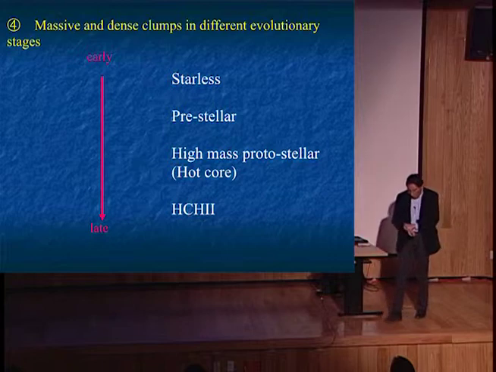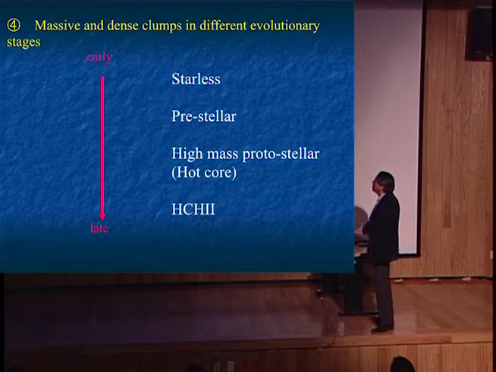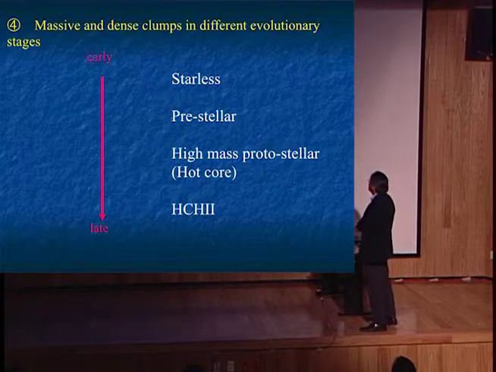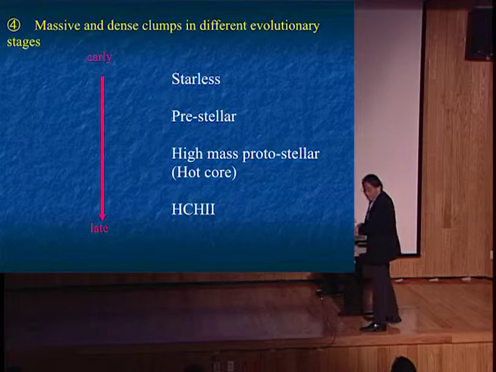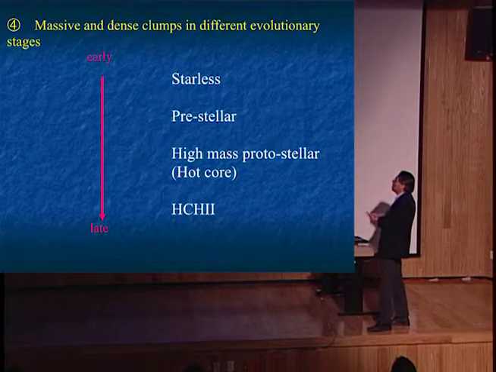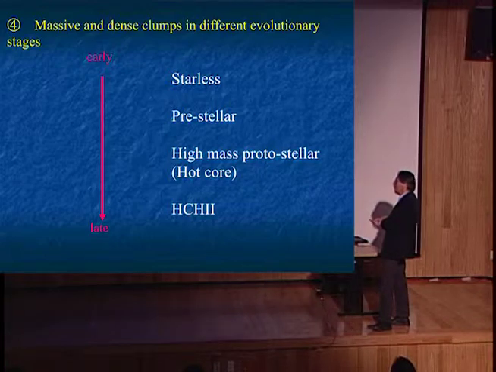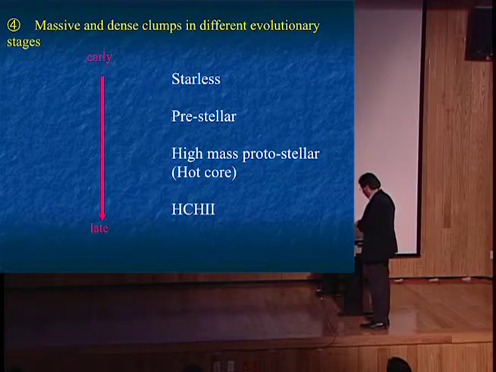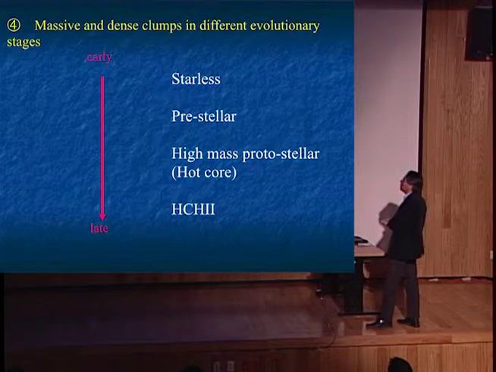What kind of massive and dense clouds do we find? I mean, do we find clouds in different evolutionary stages? What we want here is to see from the early to the late stage, like in the case of low mass stars. Are there starless massive dense clouds, pre-stellar high mass? And we will see that there are, in fact, this means hypercompact HII regions, or clouds with hypercompact HII regions. So let's look at that individually.